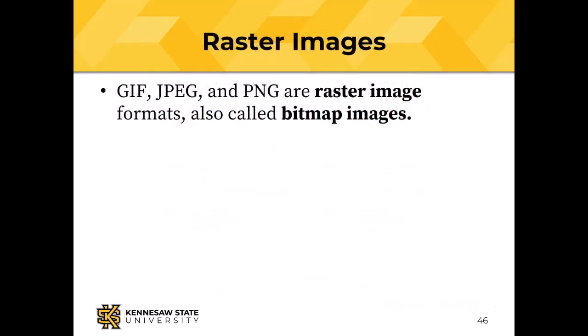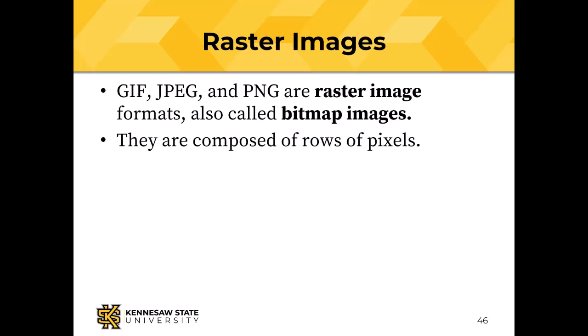GIF, JPEG, and PNG are raster images or bitmap images. That means that they're composed of row after row of pixels. And if you look closely at the screen, you can see that. There are other bitmap formats, but the bitmap or raster image format is not the only kind of format.